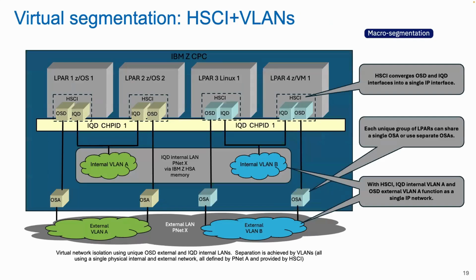Similarly, for the converged hypersockets, these are very busy pictures, but essentially what it's showing is that even though we have a single hypersockets interface that is shared between all the LPARs on the CPC, we've logically separated them by having different VLANs for the 2 LPARs on the left versus the 2 LPARs on the right.